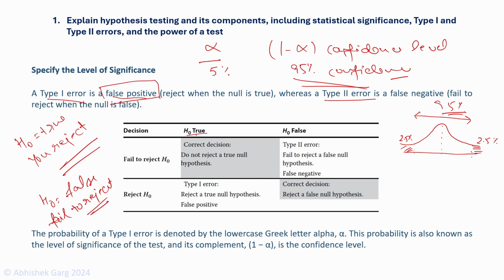So let's say your H0 is true, and you fail to reject the hypothesis. That means this is a correct decision because H0 is true. Then let's say H0 is false, but you fail to reject the H0. That means you have committed a type 2 error. You have failed to reject a false null hypothesis. Similarly, your H0 is true, but you have rejected the H0. That means you have committed a type 1 error. Your H0 is false and you have rejected the H0. That means you have made a correct decision.